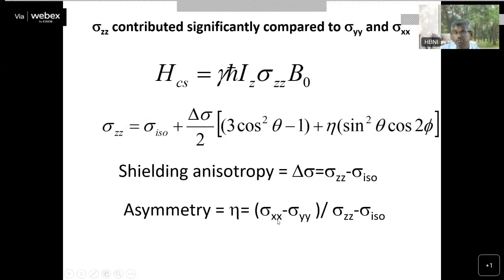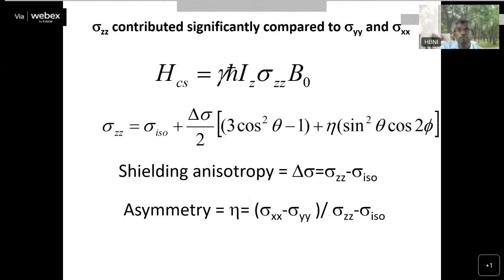There is also an asymmetry parameter, which will be clear to you from the next slides. The asymmetry parameter is nothing but sigma xx minus sigma yy divided by sigma zz minus sigma iso. Sometimes people express the asymmetry parameter with a minus sign and sometimes with a plus sign, because sigma xx is a smaller number. So sometimes you get minus and sometimes you get plus. I will show you in a typical pattern how you get minus and how you get plus.